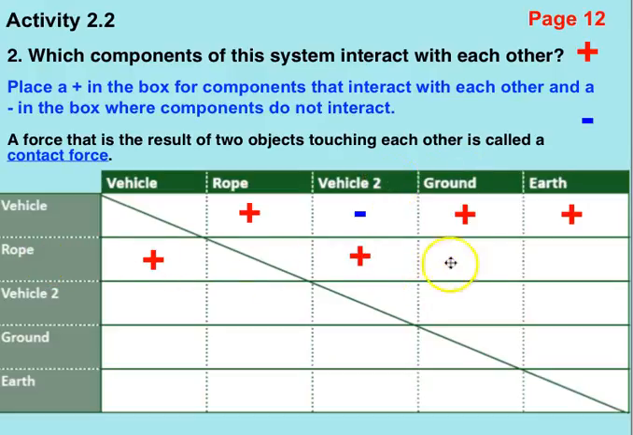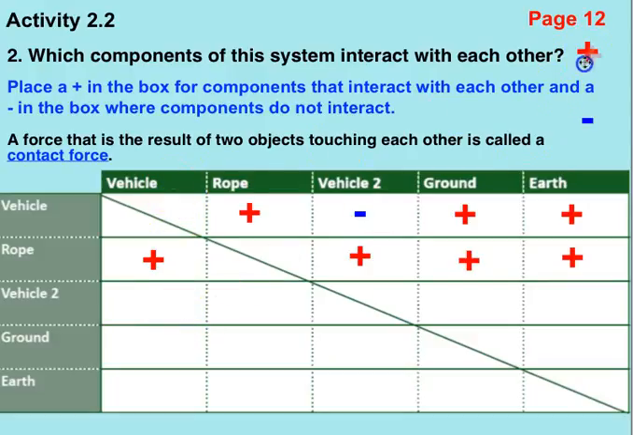Is the rope interacting with the ground? Well, we haven't answered that question yet. It should be if it's actually pulling each other out. Now, if the vehicles aren't far enough apart, maybe the rope would be touching the ground. But in this case, we don't have to worry about it. Now, is the rope in contact with the earth again? Think of the earth as being gravity. So yes, gravity is pulling down. Gravity pulls down everything.